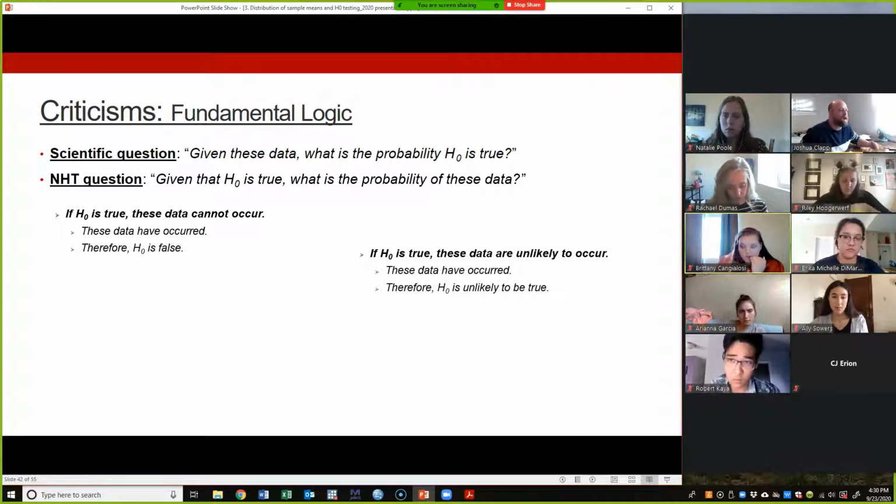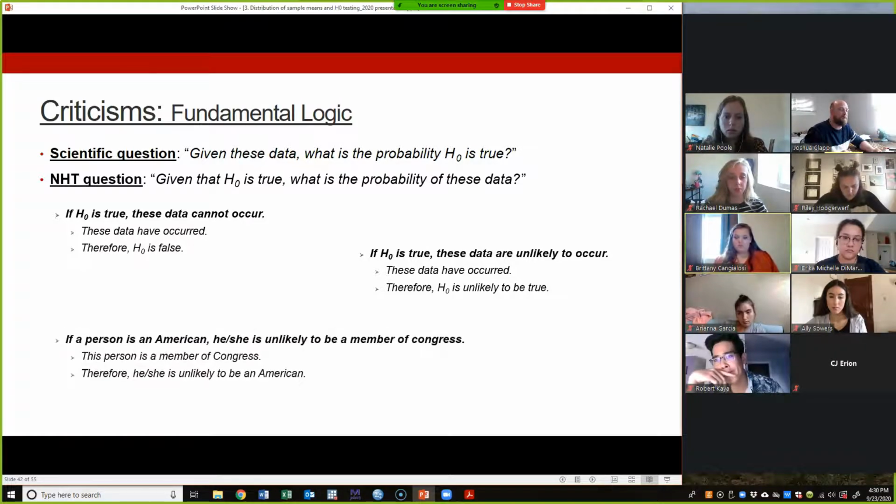And it seems not to be a big deal. We say, if the null hypothesis is true, these data are unlikely to occur. For our supplement example, if the mean functioning score in the population is 80, it would be unlikely for these data to occur. And we would say these data have occurred, therefore the null is unlikely to be true. This seems like a reasonable logical progression, but as we start to fit things in, we see that this is problematic.